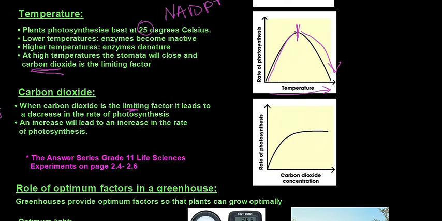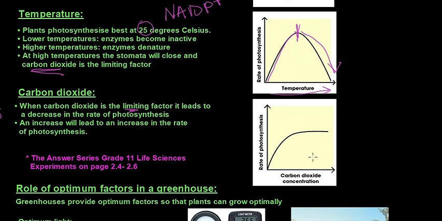Now, there are a few experiments. I won't be looking at the experiments in this video. It's going to take too long. We use the Answer Series book series. So in the grade 11 Life Sciences one, the experiments are on pages 2.4 up until 2.6. They have asked quite a few of these experiments in previous papers, so just go have a look at that.